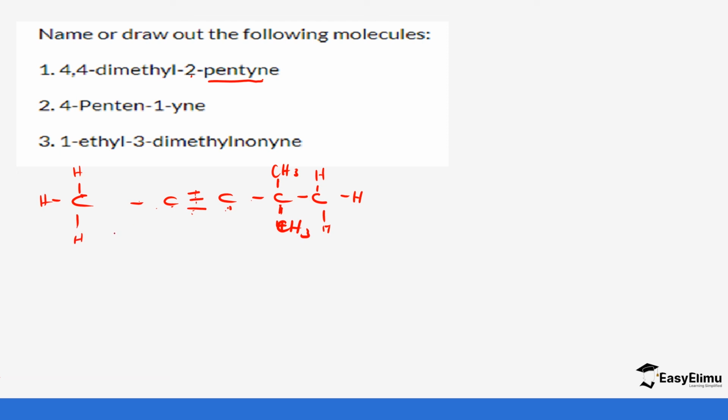And then 4-methylpent-1-yne, so 5 carbons as well, like that. So we have a triple bond at carbon number 1, and the rest are hydrogens.